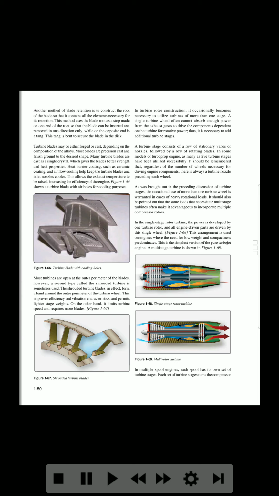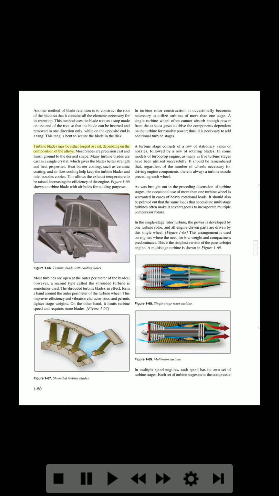Another method of blade retention is to construct the root of the blade so that it contains all the elements necessary for its retention. This method uses the blade root as a stop made on one end of the root so that the blade can be inserted and removed in one direction only, while on the opposite end is a tang. This tang is bent to secure the blade in the disc.